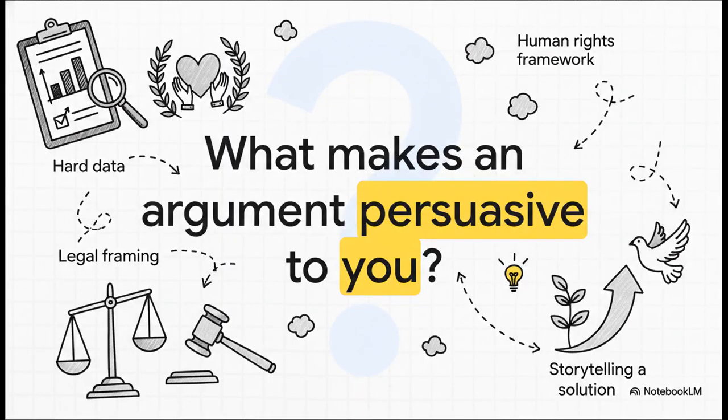So, when you step back and look at it, what we've just walked through is basically a masterclass in how to build a political argument. They combine hard data, elevate it with a human rights framework, and then strategically package the whole thing to be as persuasive as possible. It really shows that in the world of advocacy, the story you tell is just as important as the facts you present. Which kind of leaves us with a final question to think about, right? What is it that makes an argument persuasive to you? Is it the cold, hard data, the emotional appeal, the legal framing, or the hope for a solution?